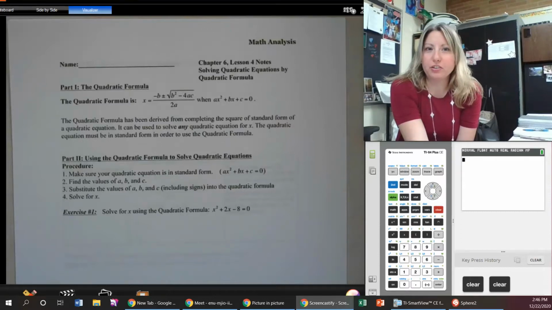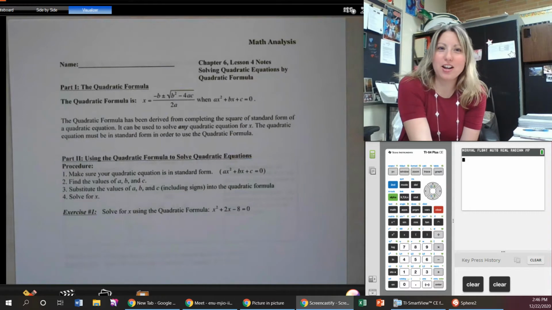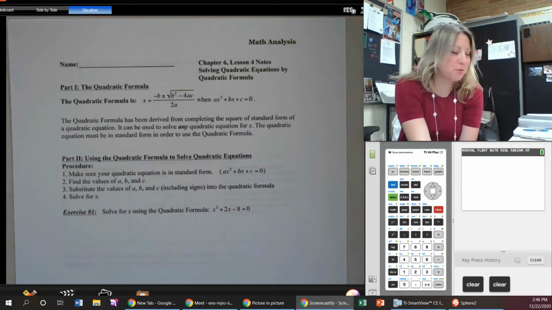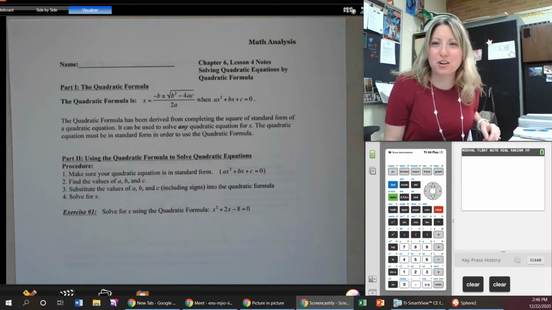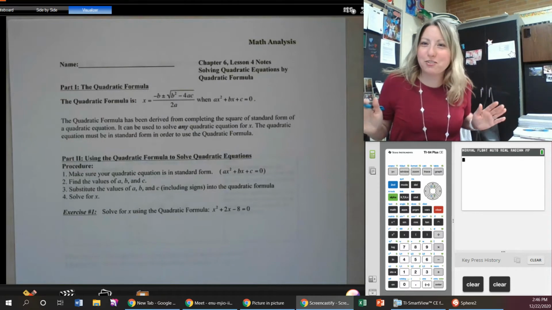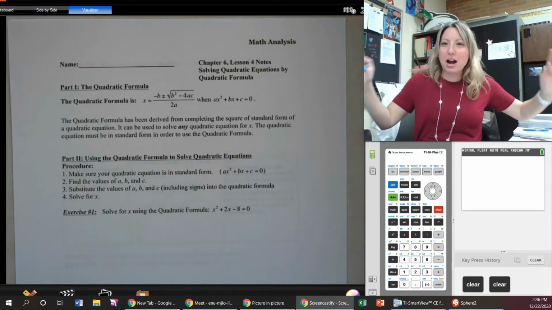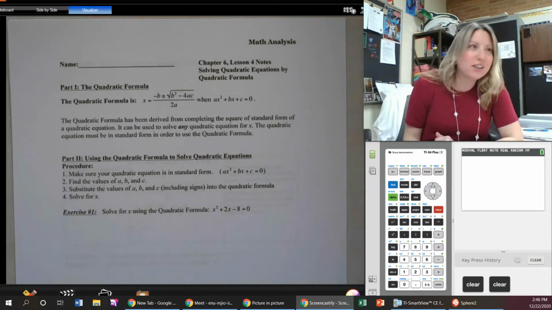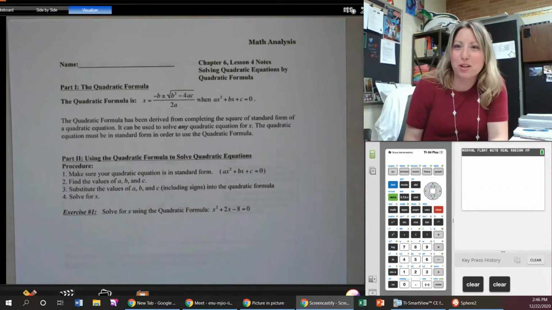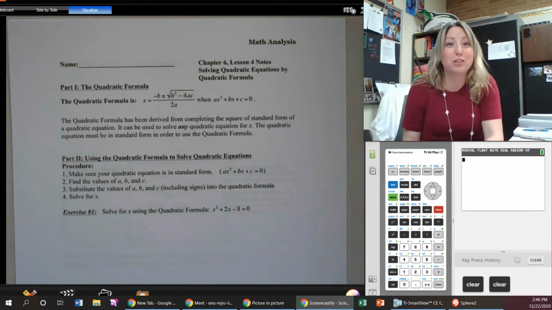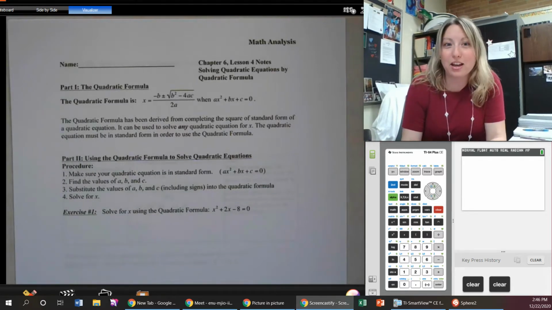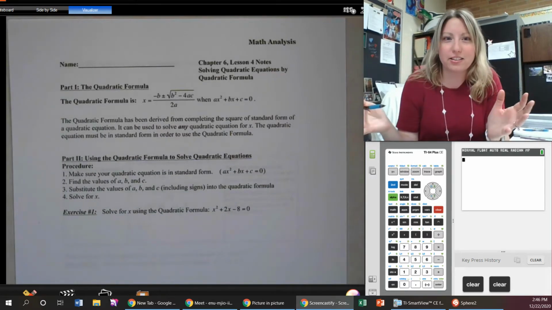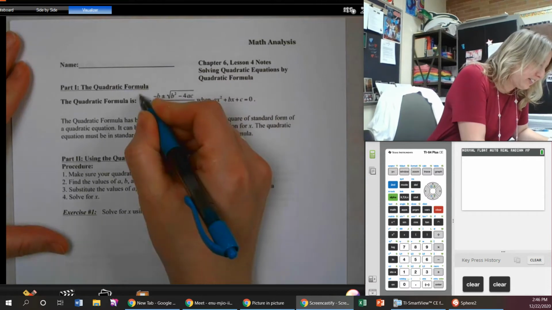Math analyzers. This is the one you've been waiting for. Solving quadratic equations by quadratic formula. It's chapter 6, lesson 4, and man, oh man, quadratic formula, you know I'm in my glory with this guy. Because the quadratic formula, x equals negative b plus or minus the square root of b squared minus 4ac, all divided by 2a, is the best. So there it is.